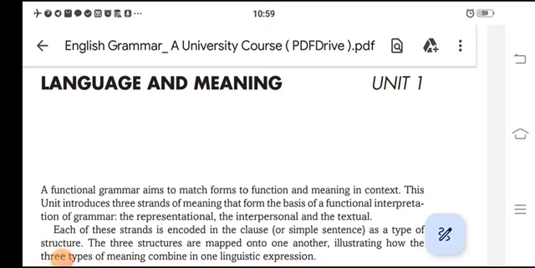Introduction about yourself. Introduction about yourself.